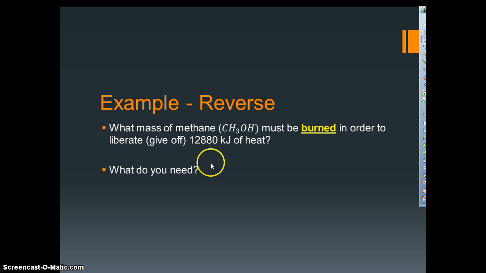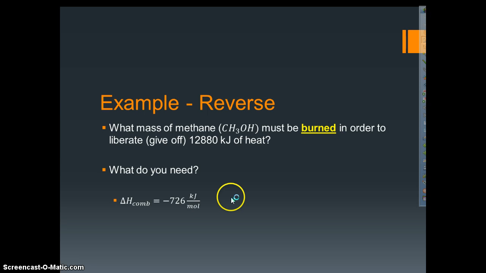It says what mass of methane. Now, some of my delta H values, depending on the situation, can be negative. So if we look at this problem, it says I'm burning something. Burning meant combustion. Combustion meant I'm giving off heat. If I'm giving off heat, my delta H value is negative.